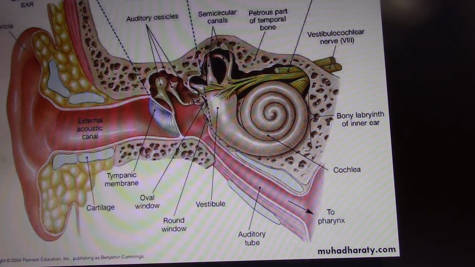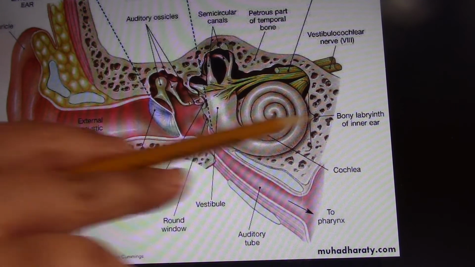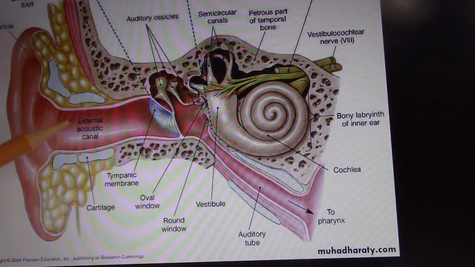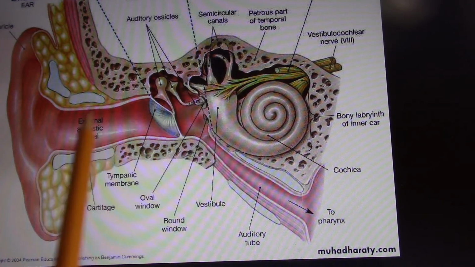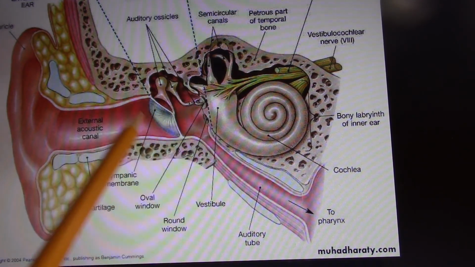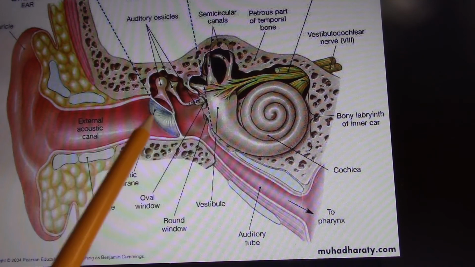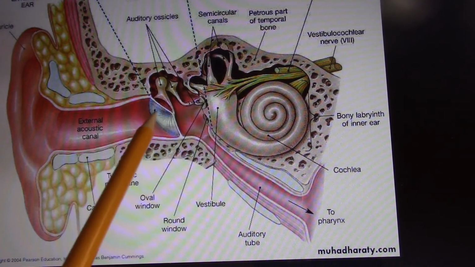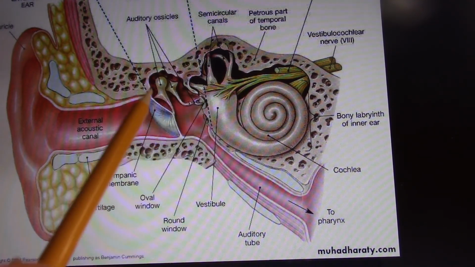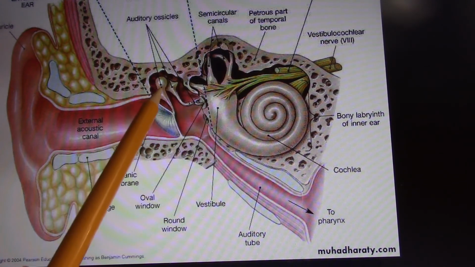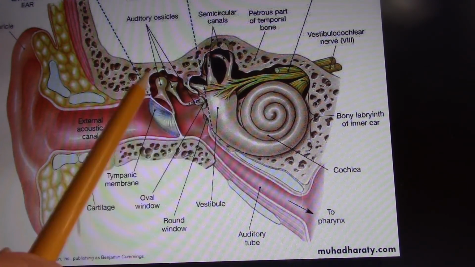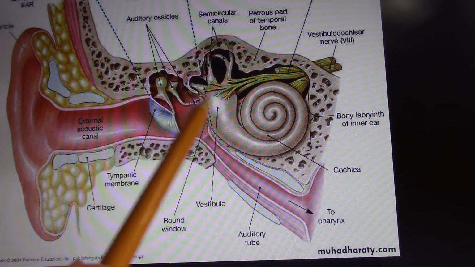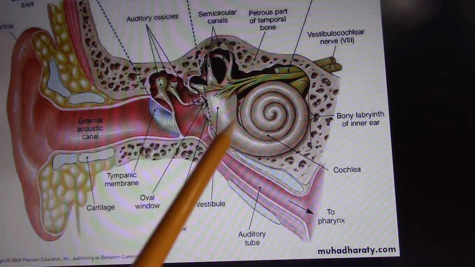Now that we have the outside of the ear, this is just your typical drawing of your outer and inner ear. So that electromagnetic wave is going to come in, and now it's going to bump into that tympanic membrane here. It's going to vibrate back and forth. It's going to make these auditory ossicles, or the bones, hit and vibrate this whole structure here.